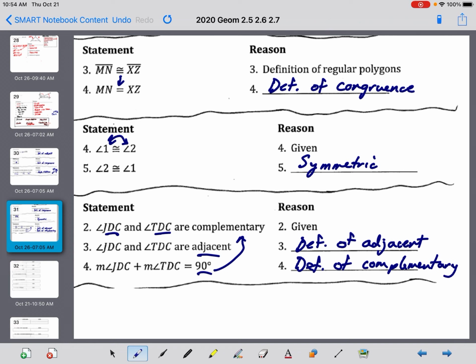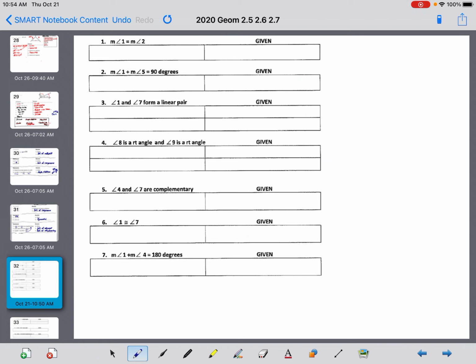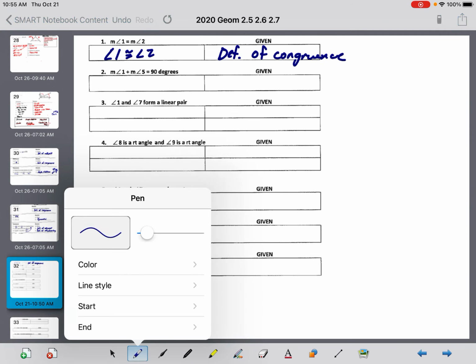Okay, flip into page 69. Let's do this while the sub's in class. In 69 and 70, it's a little bit more intense because you have to actually make a second conclusion off of the givens. So if all they're told is that measure of angle 1 equals measure of angle 2, then we can conclude angle 1 is congruent to angle 2 by the definition of congruence. All right, definition of congruence there.